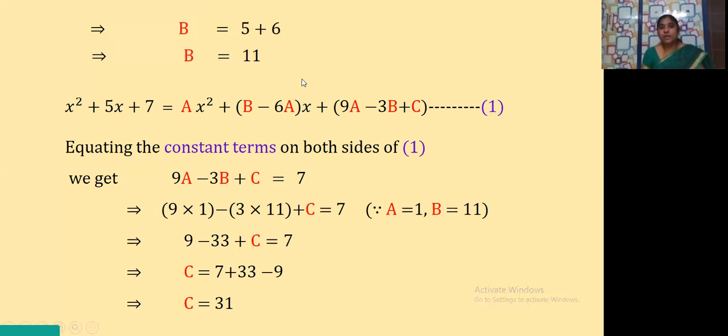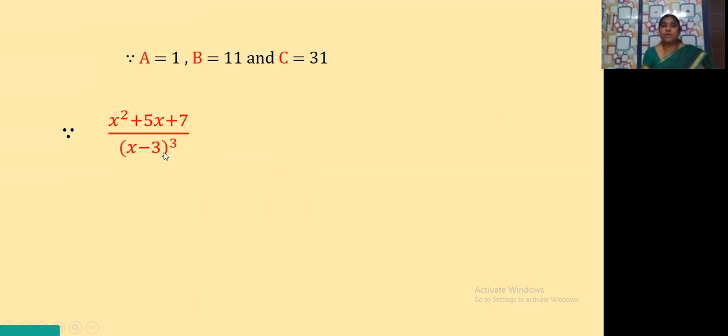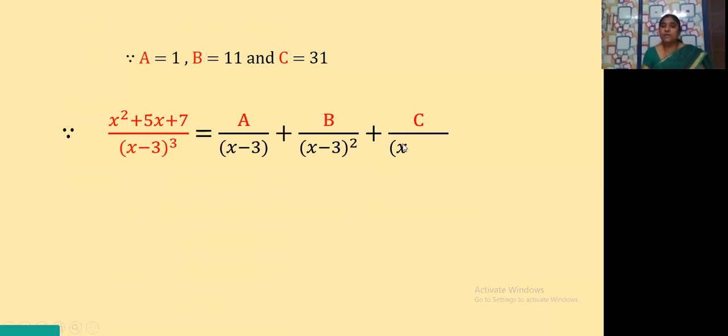So now let us substitute in our equation of partial fractions. What are the values we have? A is equal to 1, B is equal to 11 and C is equal to 31. What is our equation of partial fractions? x square plus 5x plus 7 by x minus 3 whole cube is equal to A by x minus 3 plus B by x minus 3 whole square plus C by x minus 3 whole cube. So this is our partial fractions equation, isn't it? In this we are going to replace the values of A, B and C.